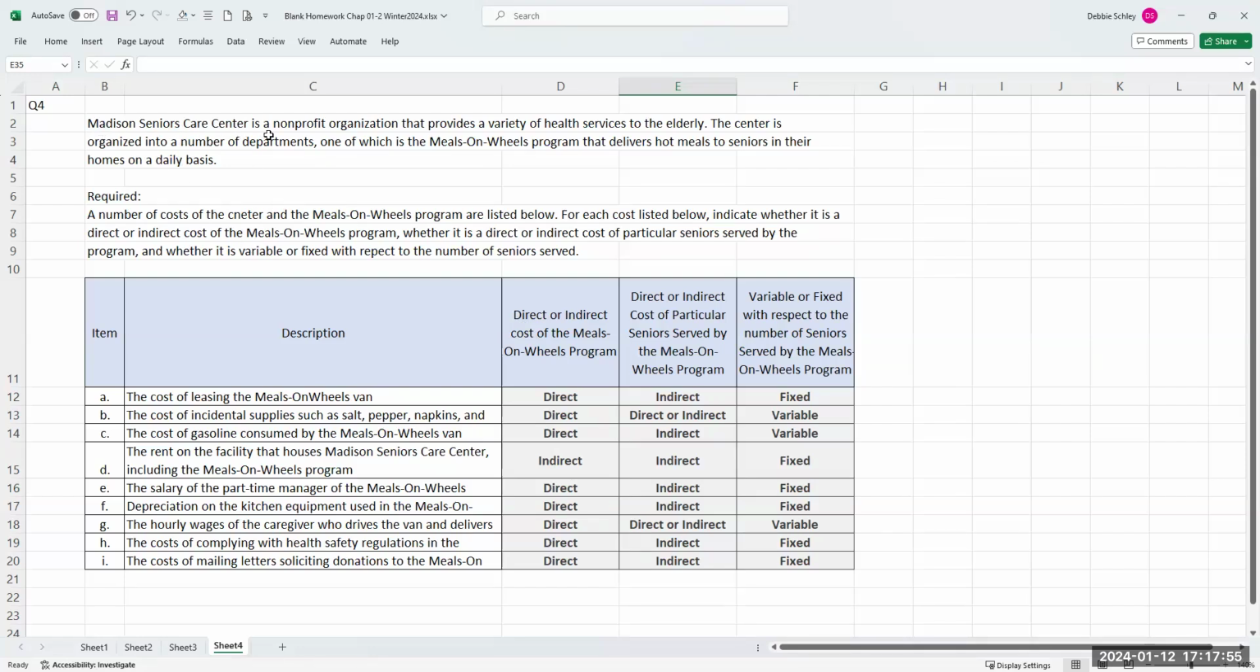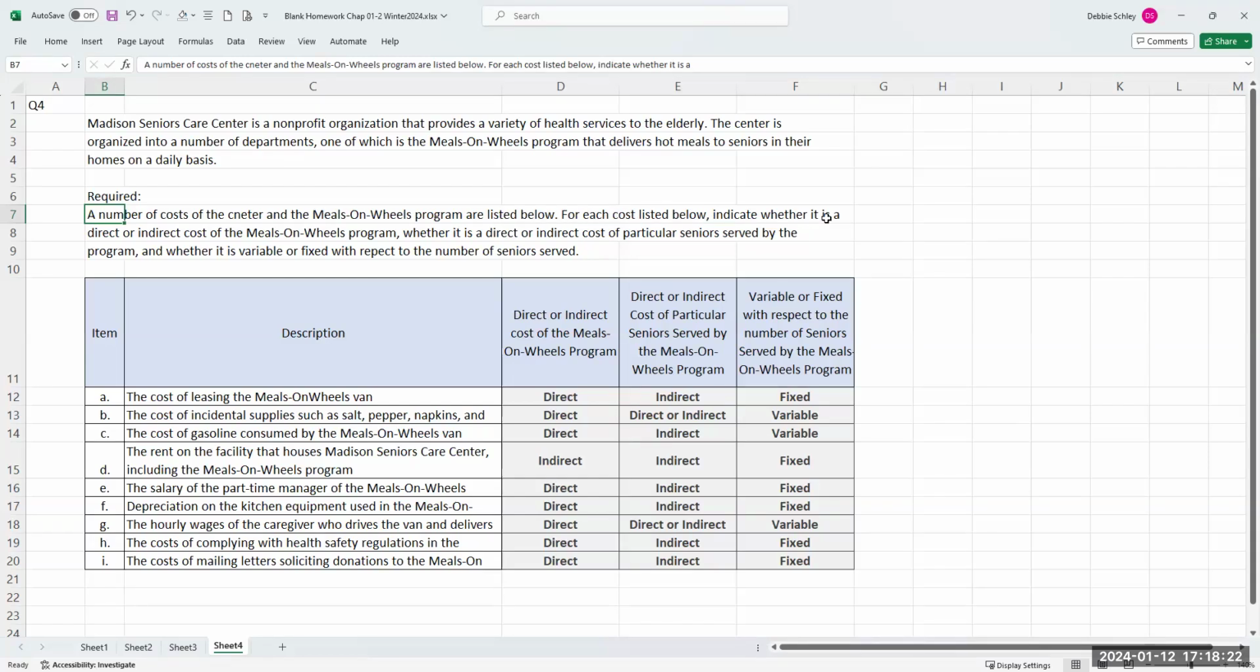So Madison Seniors Care Center is a nonprofit organization that provides a variety of health services to the elderly. The center is organized into a number of departments, one of which is the Meals on Wheels program that delivers hot meals to seniors in their homes on a daily basis. Required: a number of costs of the center, typo, and the Meals on Wheels program are listed below.